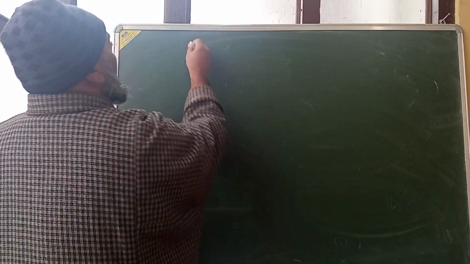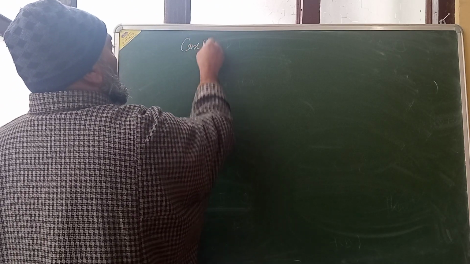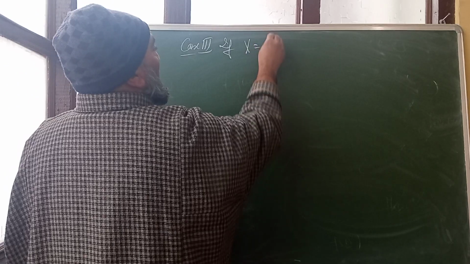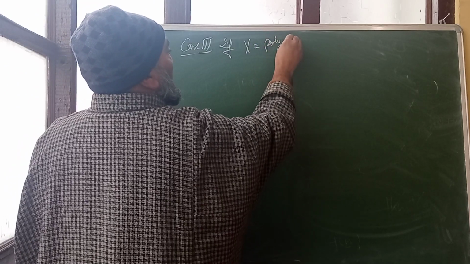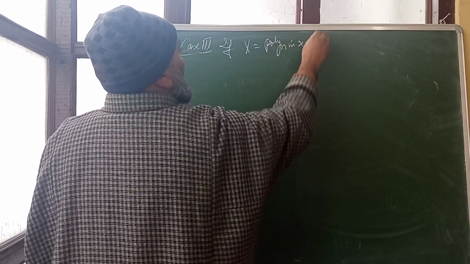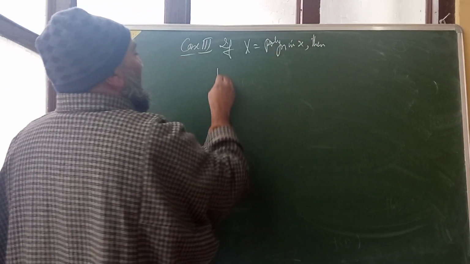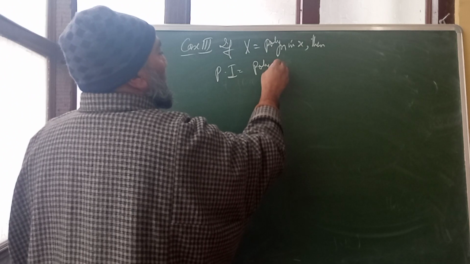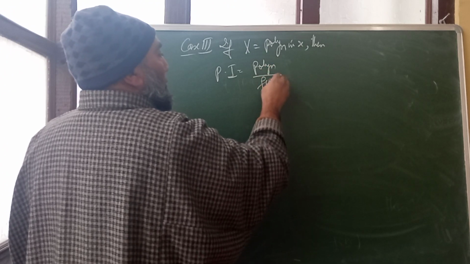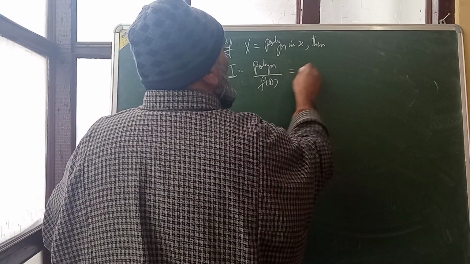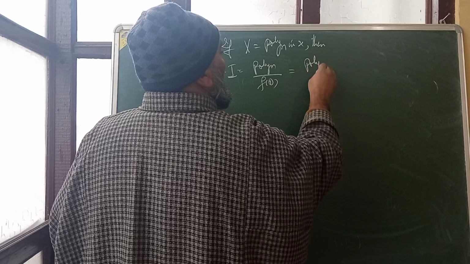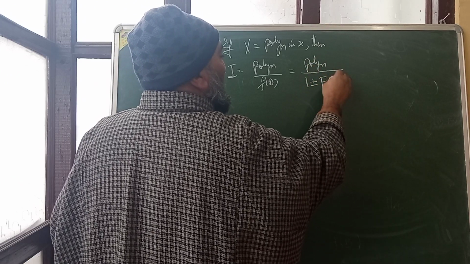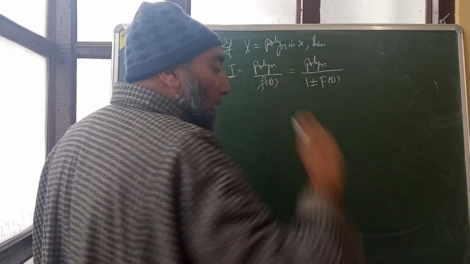Case 3. If X is a polynomial in x, then the particular integral is equal to polynomial by f(D), which is equal to polynomial by 1 plus minus some function of D. This is small f(D), this is capital F(D).